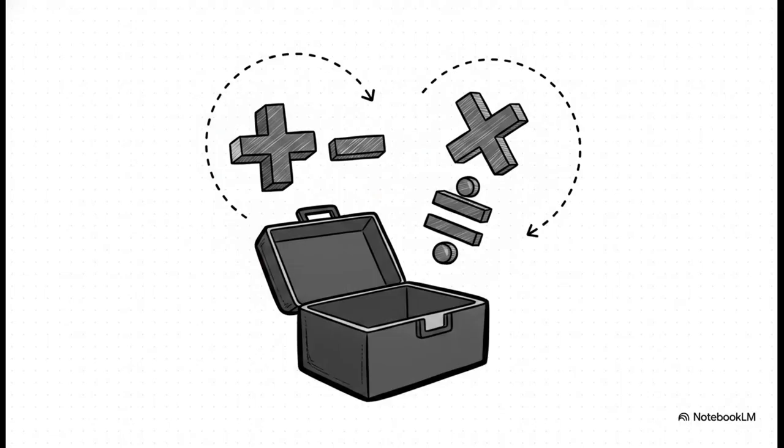Now, to execute this rule without failing, we use a little toolkit called inverse operations. These are our specialized tools to remove unwanted numbers. It's all about opposites, really. Addition is the exact opposite of subtraction, and multiplication is the opposite of division. We use these opposites to deliberately undo whatever math is trapping our variable.